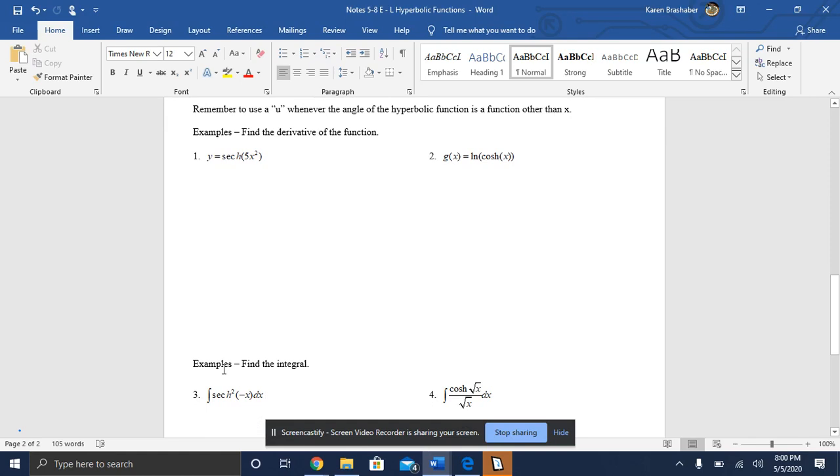So we'll look at our first two examples, and it says to find the derivative of hyperbolic secant of 5x squared. So y prime would equal, and for this one, this is one of the negatives. So this would be negative, and it's hyperbolic secant, hyperbolic tangent. So we will keep the angle as we write this.